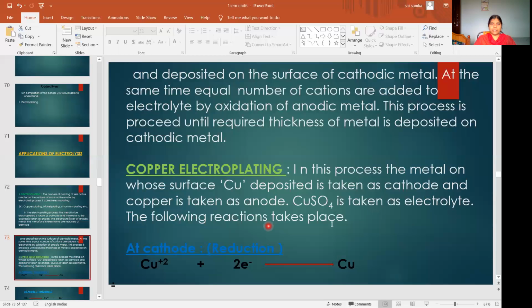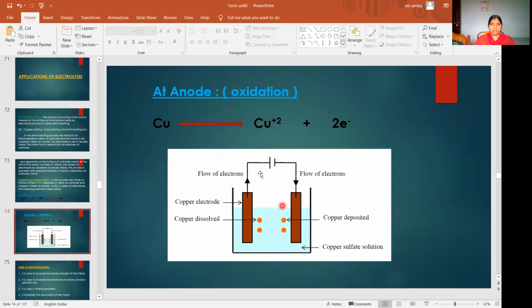So the following reactions take place. Okay, so here, copper plating. So we are plating copper. So copper is the anode and another metal is the cathode, and the electrolytic solution is copper sulfate solution. So here we'll see the diagram first. So by electrolysis, we are doing electroplating.